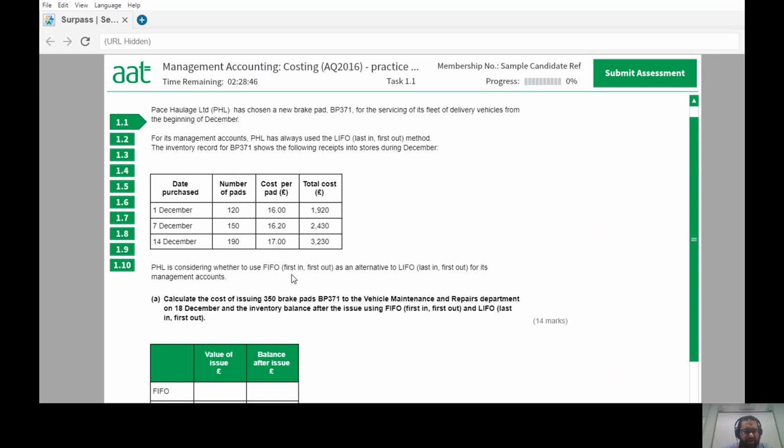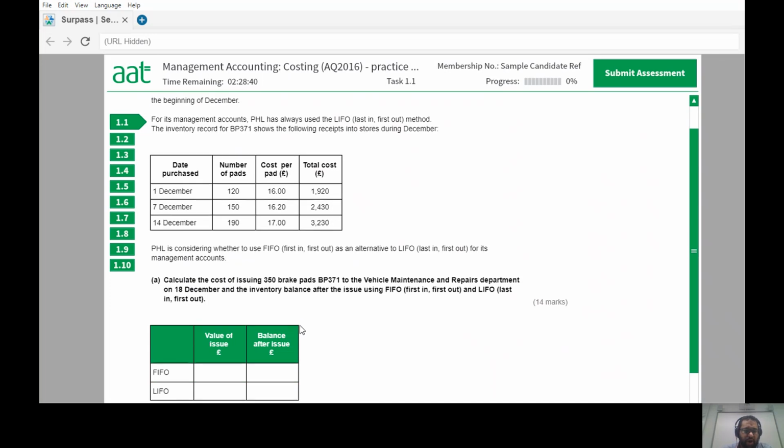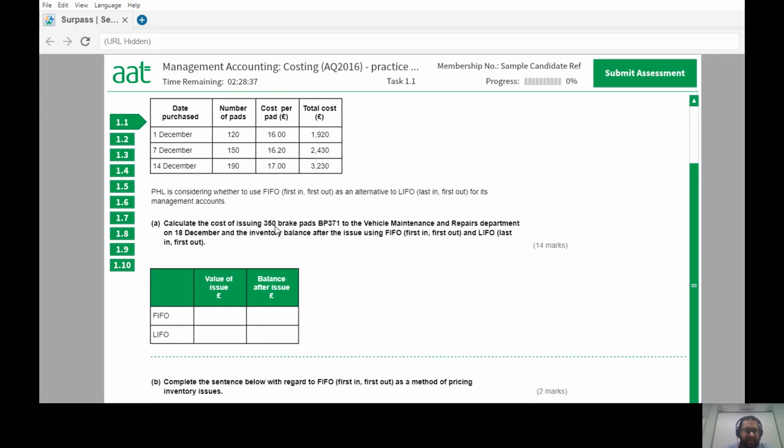Now, PHL is considering whether to use FIFO, first in, first out, as an alternative to LIFO for its management accounts. So now we have to calculate the cost of issuing 350 pads of BP371 to the vehicle maintenance repairs department on 18th of December, and the inventory balance after the issue using FIFO. Whichever way you do, the first thing you do whenever you get a question like this is to find out the total cost, and of course you'll be able to find out a part of the issue, which means you'll be able to find the closing inventory regardless of which method you use.